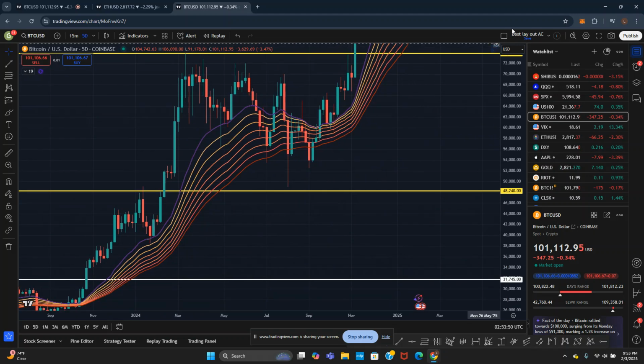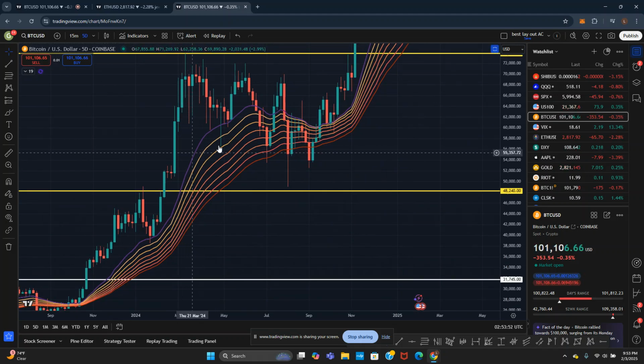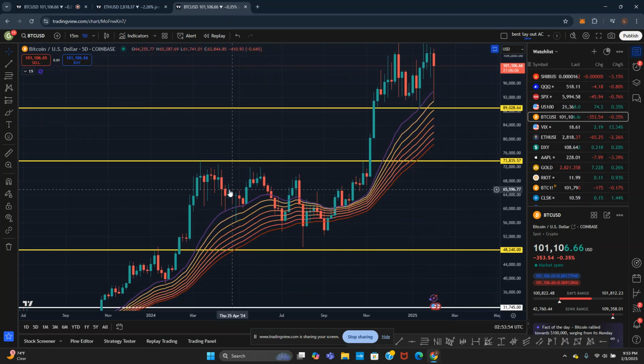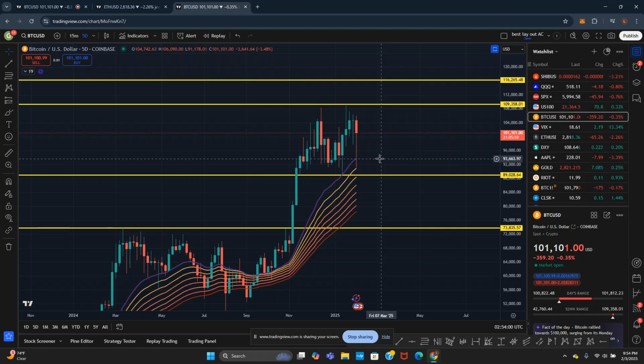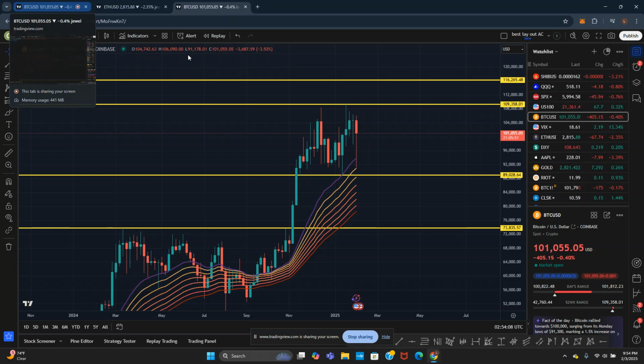Is this normal? This is normal. If it gets too far away from the moving averages, like here, it usually comes down and tests it again. That's what we're getting right now. So let's see how high this bounce can go, and we'll play it by ear, guys. But right now, the bounce is looking nice.